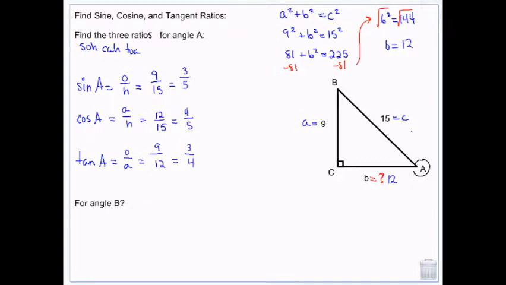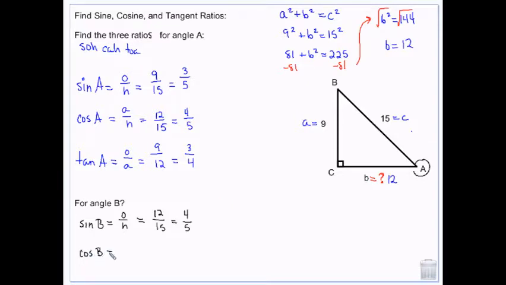Just do the same thing, except for angle B. The sine of B is going to be opposite over hypotenuse. Well, 9 was opposite of A, but 12 is opposite B. Do you see that? So it's going to be 12 over 15, which is going to be 4/5. So the sine of B and the cosine of A are the same.